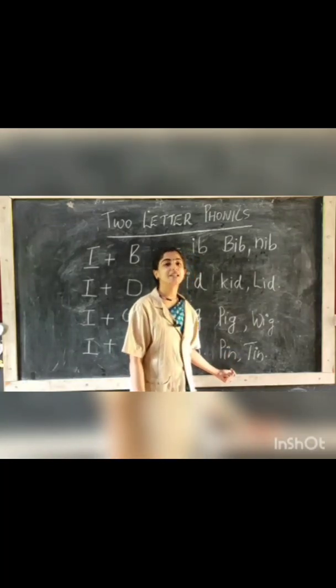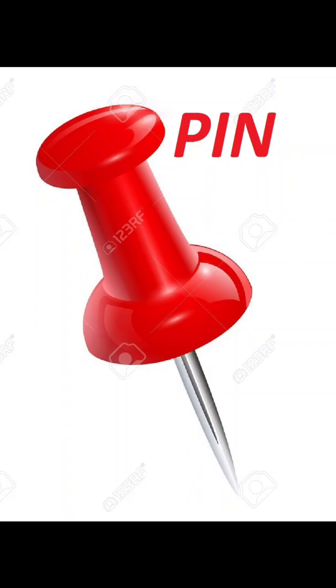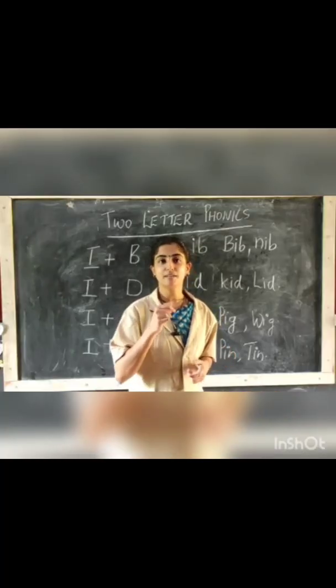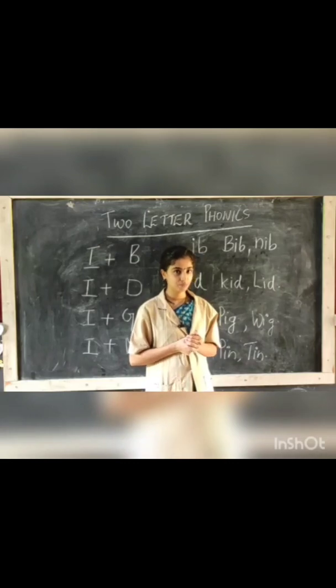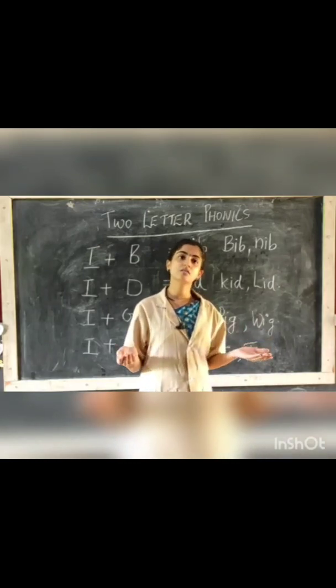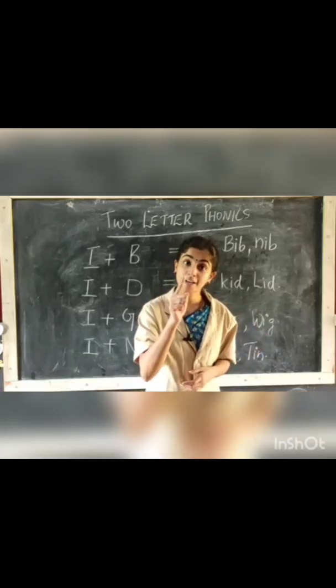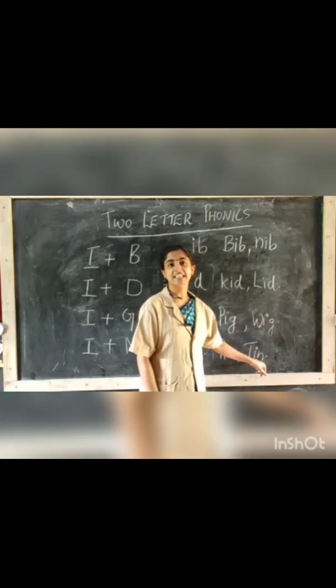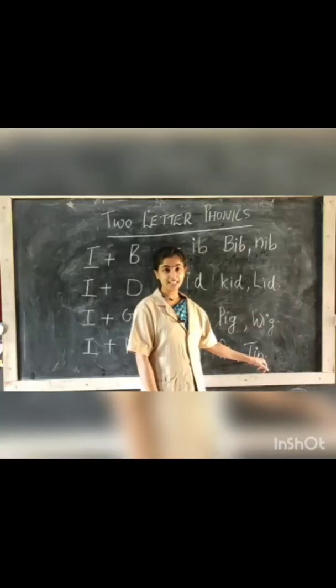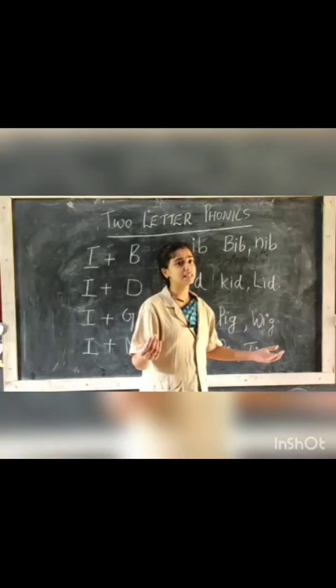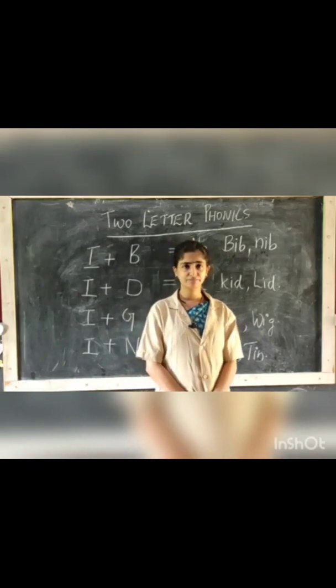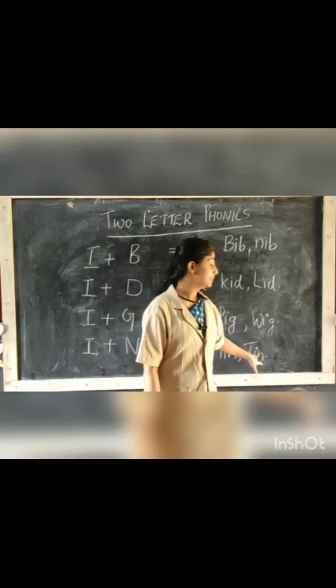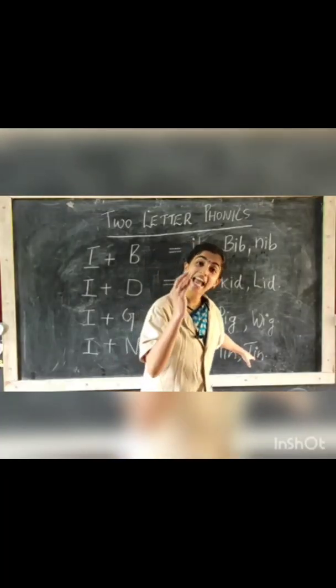Now what are the examples? The first example is pin. What is it? Pin. How can we make a sentence with it? The pin is costly. What is it? The pin is costly. Now, what is the next example? The next example is tin. What is it? Tin. How can we make a sentence with tin? Yes, the tin is heavy. The tin is heavy.